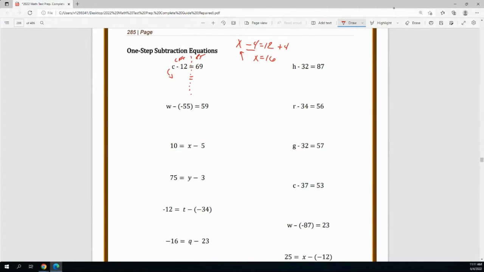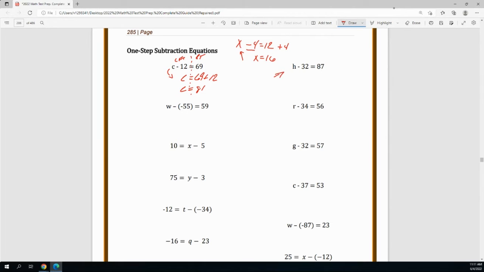So if I have c take 12 on the left, the opposite is to add 12 to the right. So 69 add back 12 is going to be what? 81. And that's it. So 81 take 12 is going to leave me 69. Okay, let's try it again.